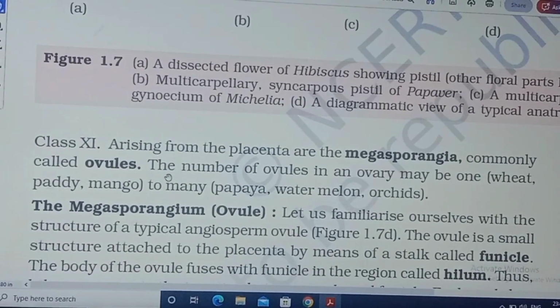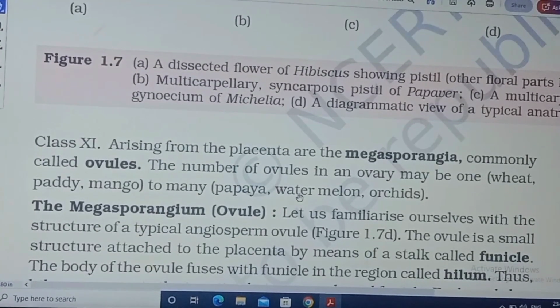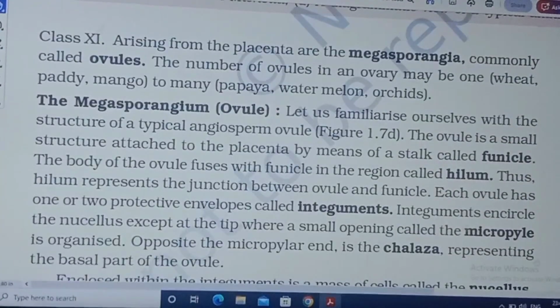The number of ovules in the ovary may be one. These three examples are given in NCERT. And these are the examples for many ovules present in the ovary: papaya, watermelon, and orchids. You have to remember this.